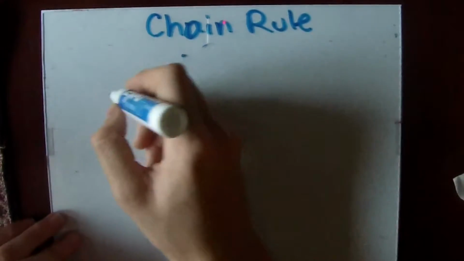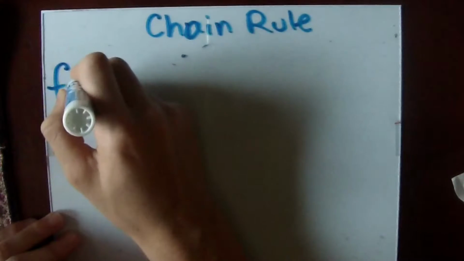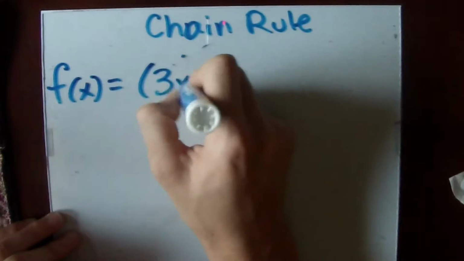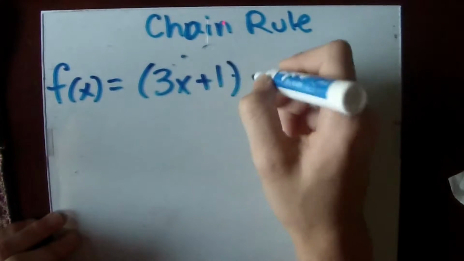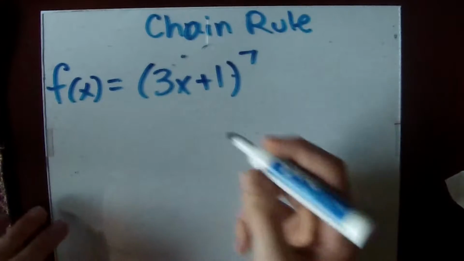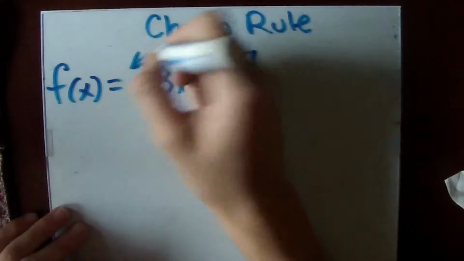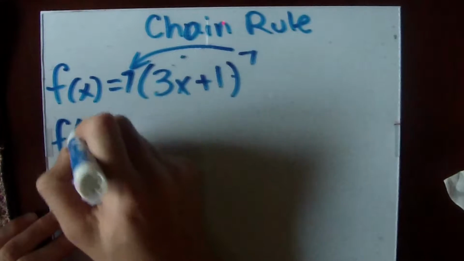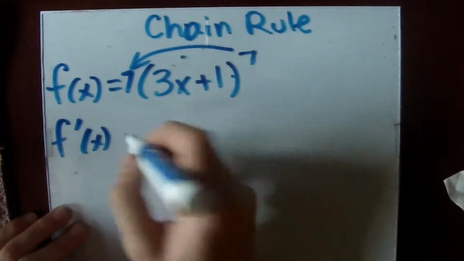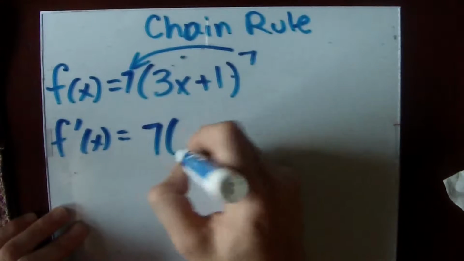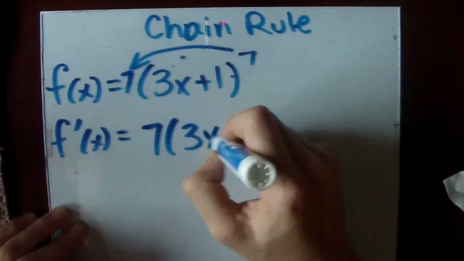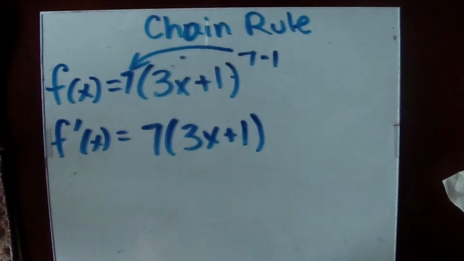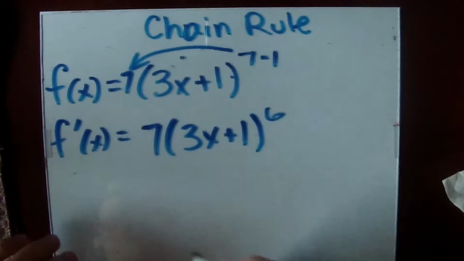So first what you're going to do is write the function, which is f of x equals 3x plus 1 to the 7th power. Okay, and so first you're going to move the exponent over here, which is going to make f prime of x, which is the derivative, equal 7 times 3x plus 1, but you're also going to have to subtract 1 like you do before if you're just solving for a regular derivative. So now this is what the function is going to be.